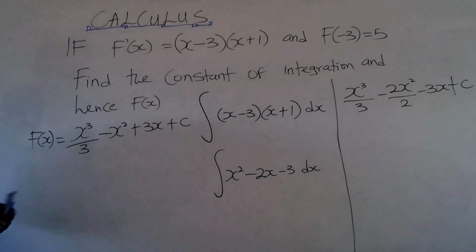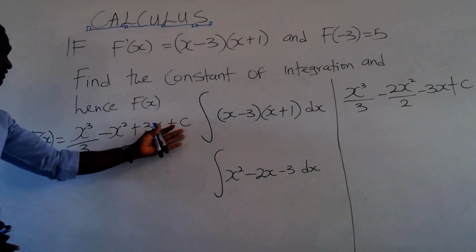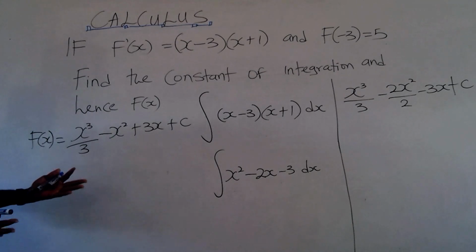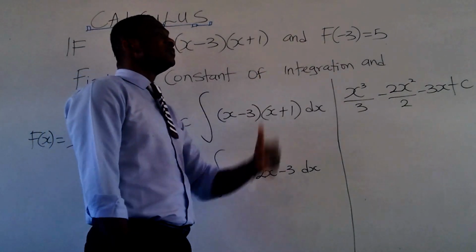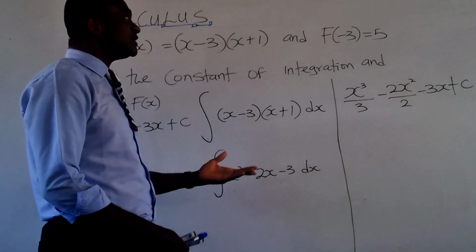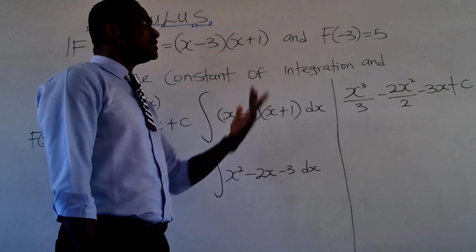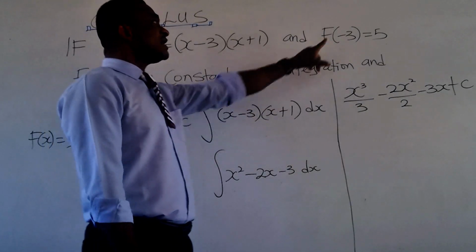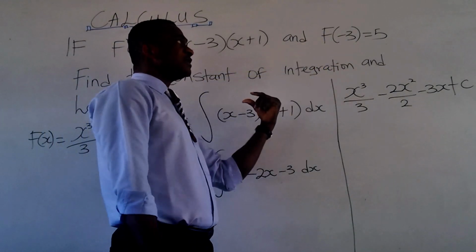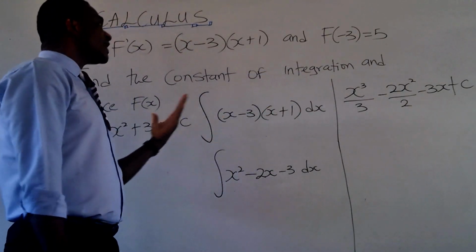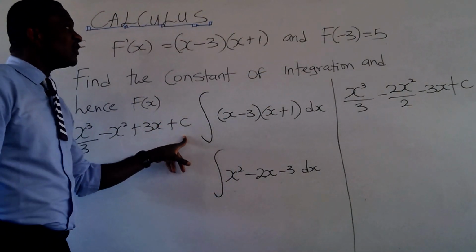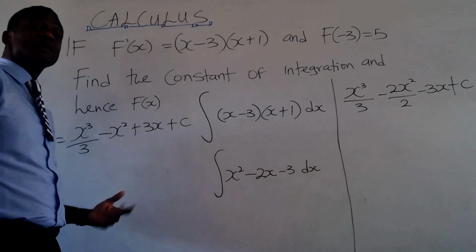We can't go further because we have an element of c and we don't know what that is. So it is not a full function. That is when we now go back to the value that was given to us. It's a coordinate. F of negative 3 is equal to 5. It means that when x is negative 3, for that function, y is 5. So we can use that to get our constant of integration and then get the function.